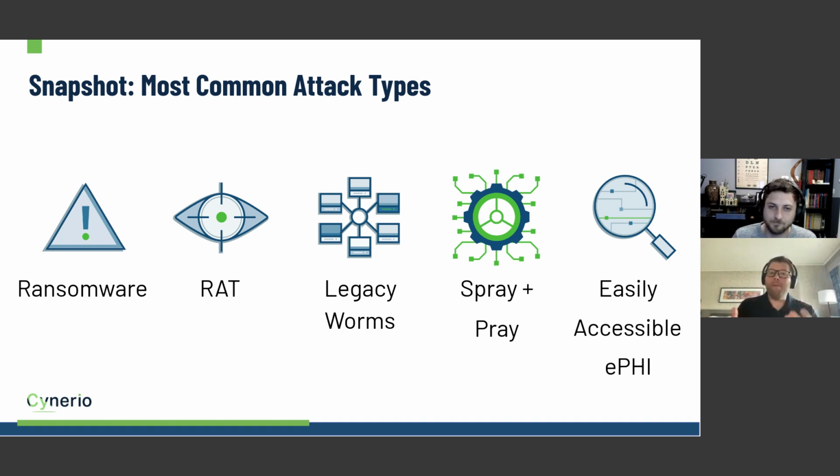You'll talk a little bit about remote access Trojans, where people can watch screens, legacy worms. You talked about WannaCry just a second ago. We recently released a report for the UK specifically, which was hit by WannaCry, where about 2% of their devices still have the vulnerabilities that would make them susceptible to an attack.